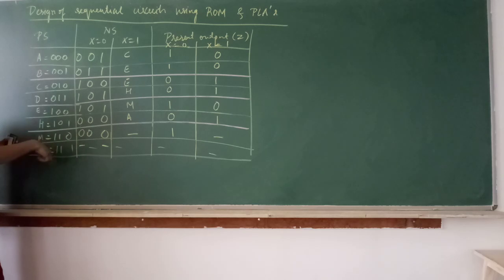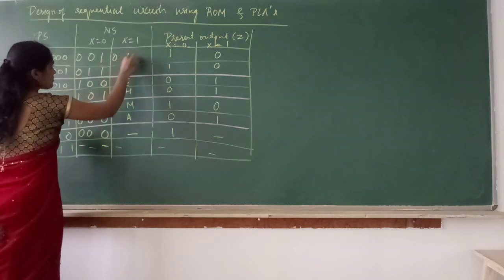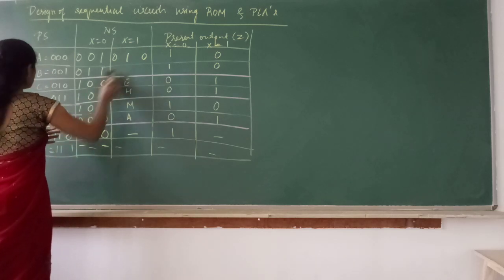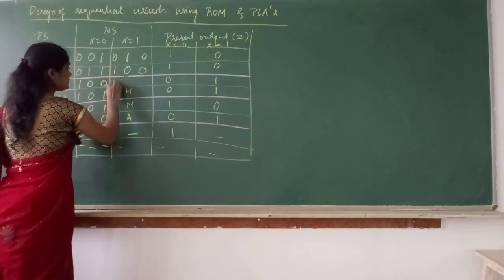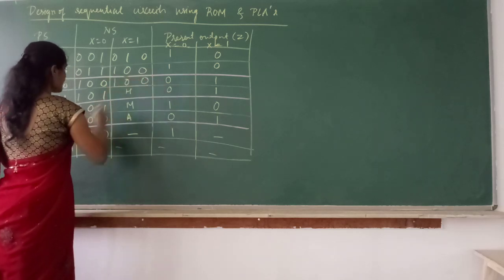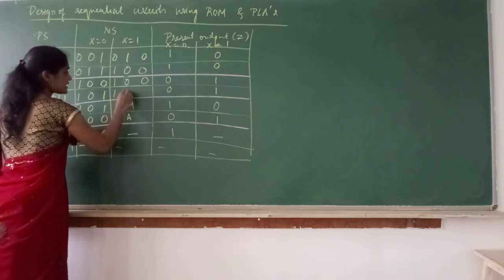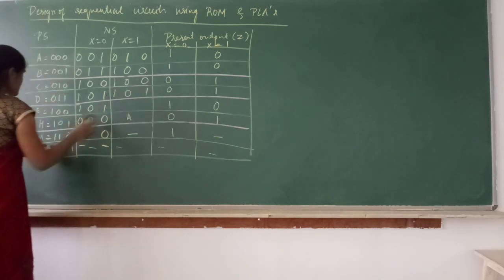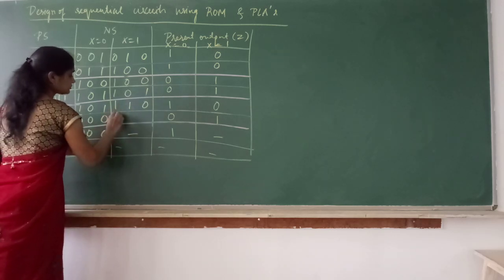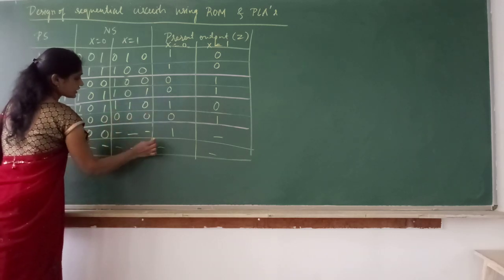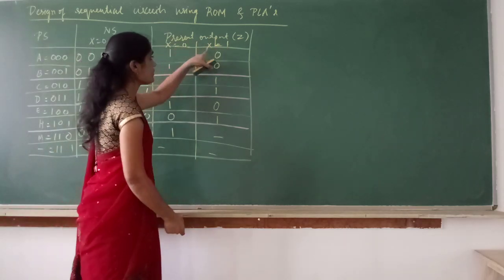Here, C is 010. Similarly, E is again 100. H, what is the assignment we have done for H? H is assigned as 101. M is 110. A is 000. These are don't cares. And this is the value of the output, when x is 0 and when x is 1.